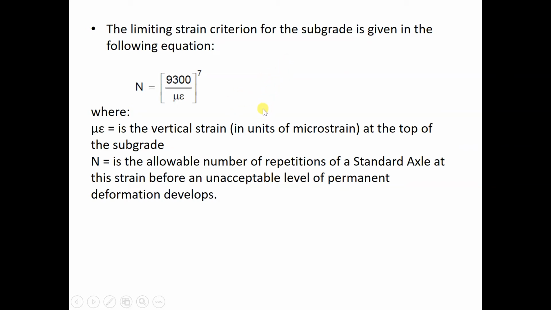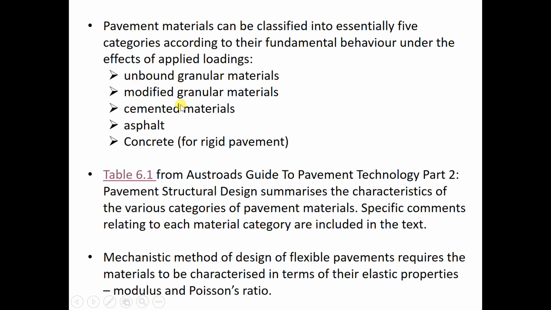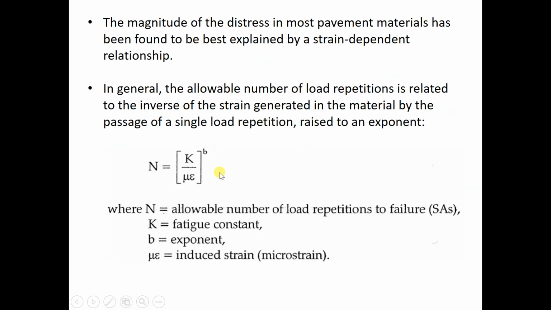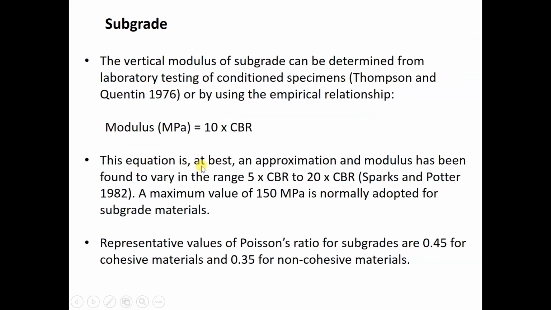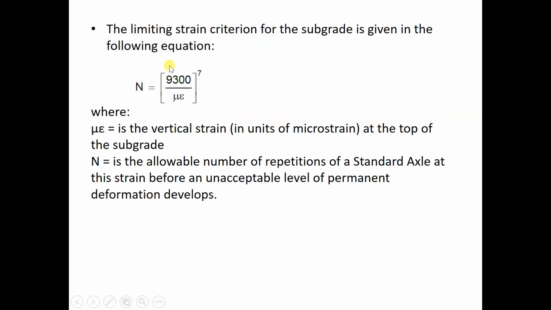So in this case, N is equal to the K here. You know, previously we had a K. The K here for the subgrade is 9,300, and this is in microstrain. So we don't know the microstrain. We have to do the iterations.